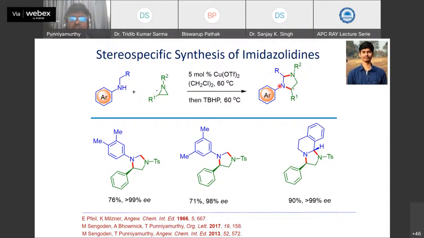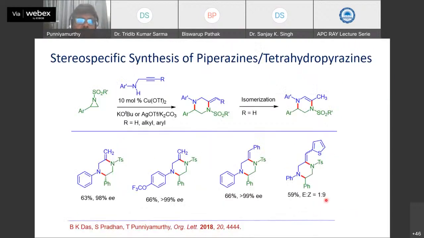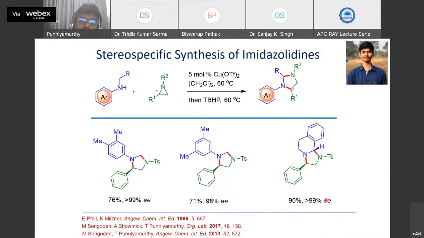However, you will be able to form both nitrogen-carbon bonds. You form two C-N bonds in one pot using these reaction conditions. And if you use the chiral azetidine, again, you will be able to form the enantiopure imidazolidine in high yield. You can see here the yield is very good, the ee is also very good. So the mechanism will be similar to whatever we have seen in the case of the cobalt-based system.